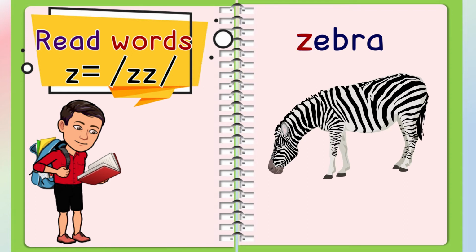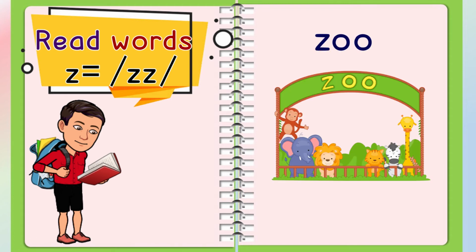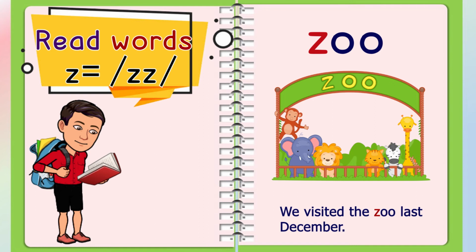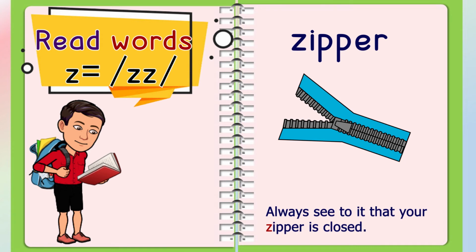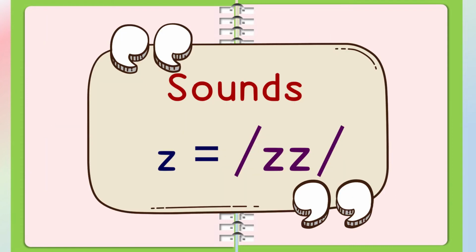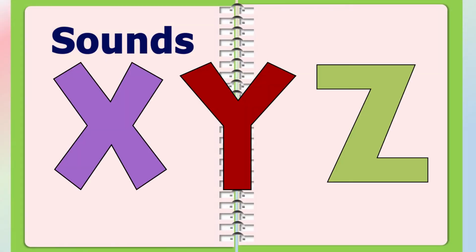Z, Z, zebra. There are 6 zebras at the zoo. Z, Z, zoo. We visited the zoo last December. Z, Z, zipper. Always see to it that your zipper is closed. Zipper. Remember, kids, letter Z sounds like Z. There we have the sounds of letters X, Y, and Z.